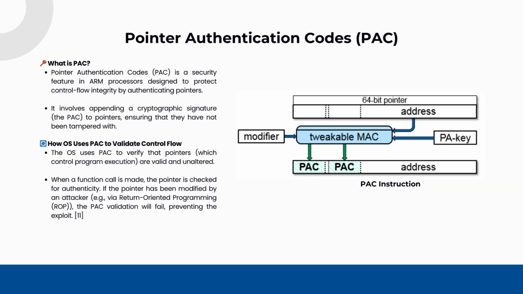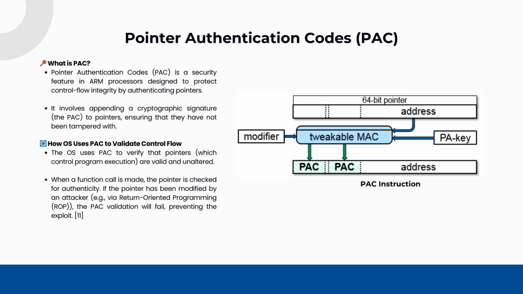Pointer Authentication Codes, PAC. ARM processors also employ Pointer Authentication Codes, PAC, which protect against a specific category of attacks known as return-oriented programming. ROP attacks allow attackers to hijack function pointers to control the flow of execution in a program.